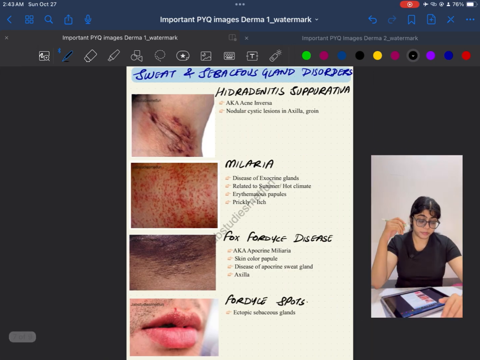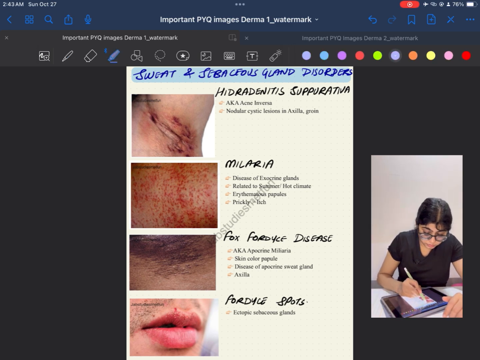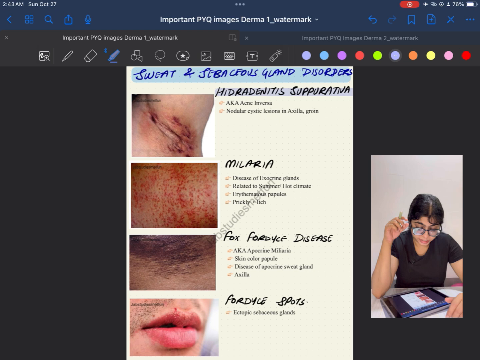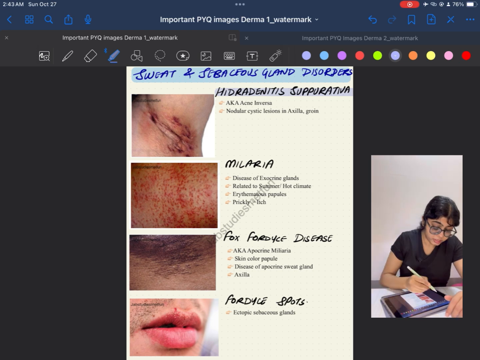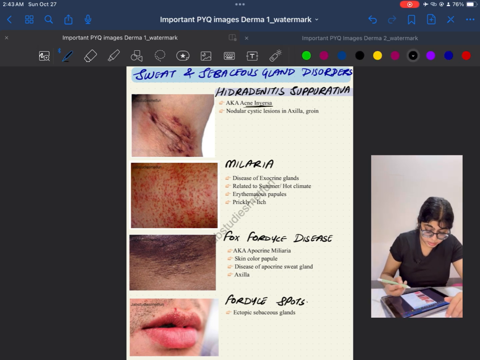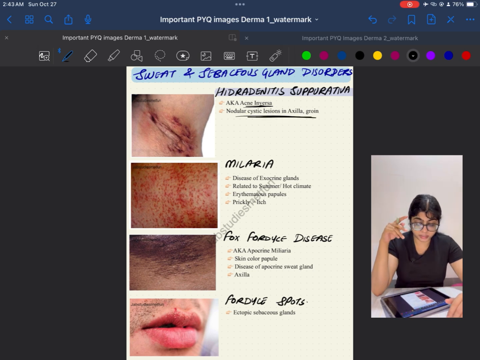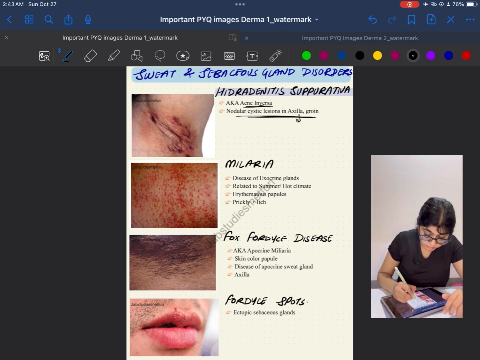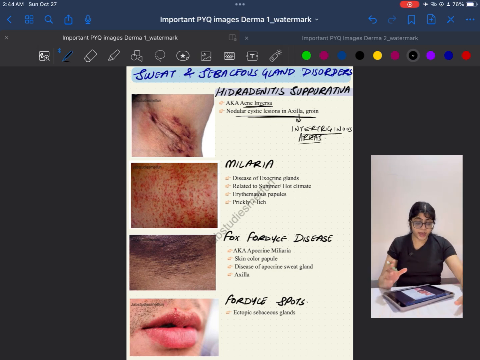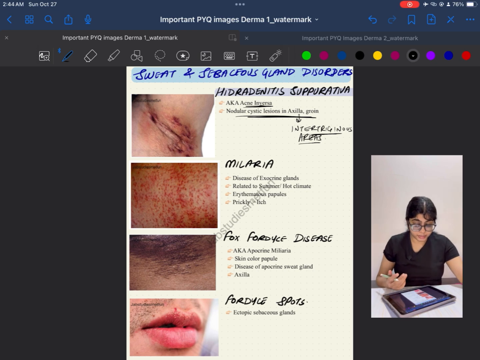Our next topic is sweat and sebaceous gland disorders. The first we encounter is hidradenitis suppurativa. It is also known as acne inversa, and it is basically nodular cystic acne in the axilla and groin region. Those are your intertriginous areas. Those are some major intertriginous areas which have a high concentration of sweat and sebaceous glands.